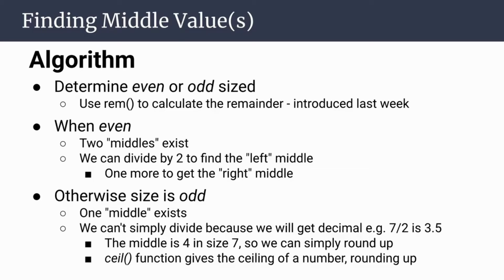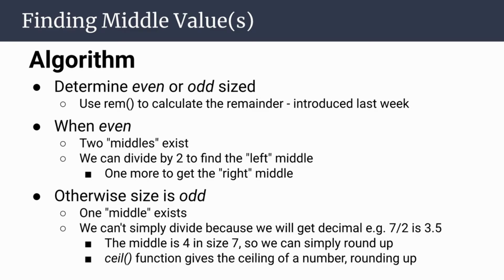So when it's even, we know that two middles exist. We can divide by 2 to find the left middle, and one more than that will give us the right middle. Otherwise, it's odd sized, and only one middle exists. We can't simply divide because we will get a decimal. For example, 7 divided by 2 will be 3.5, but our middle is actually 4 when we have size 7.